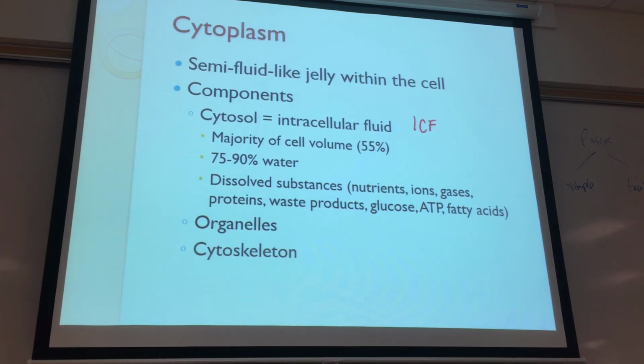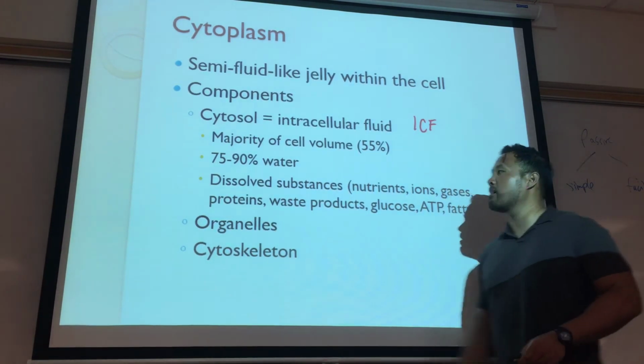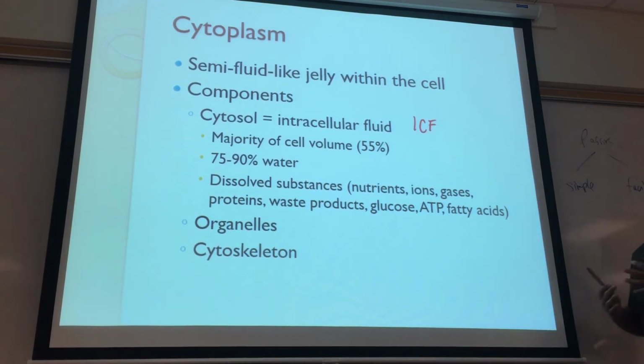The other stuff are going to be the dissolved substances, namely our potassium. We've got a little bit of sodium in there. We've got a little bit of glucose. We've got a lot of amino acids. We've got fatty acids in there, some waste products. We've got a bunch of proteins in there. It's everything dissolved in that.